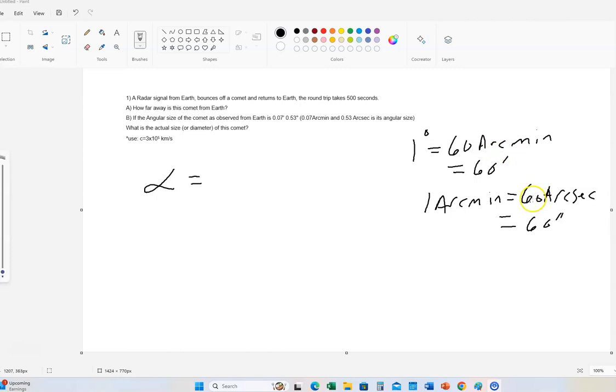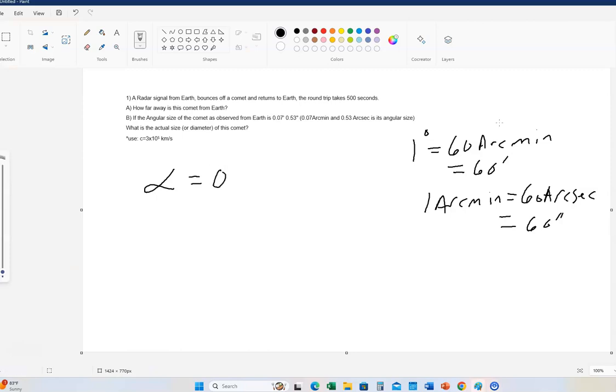In astronomy you can go much further than that. You can take 1 arc minute and break it into what are called arc seconds. So there's 60 arc seconds in 1 arc minute, and of course there's 60 arc minutes in 1 degree. So let's convert this. I'm just going to do it, and it should make sense.